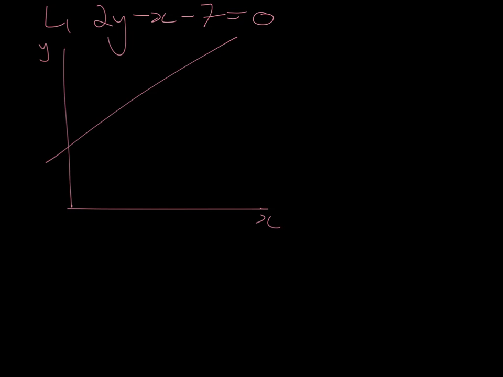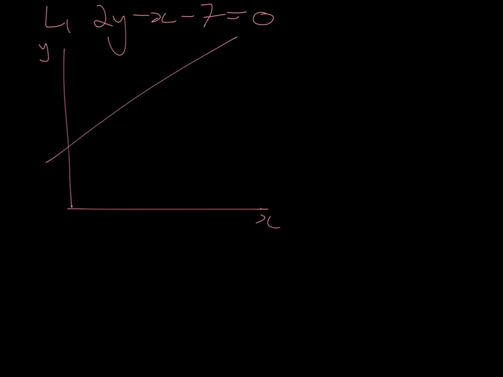Question 3 is really trying to test your understanding of the equation of a straight line, and indeed, if you're given the point on a line, how you go about finding the equation of a line which is perpendicular to the initial line. So, in part A, we are given this line here, and we are told that it has the equation 2y minus x minus 7 equals 0.